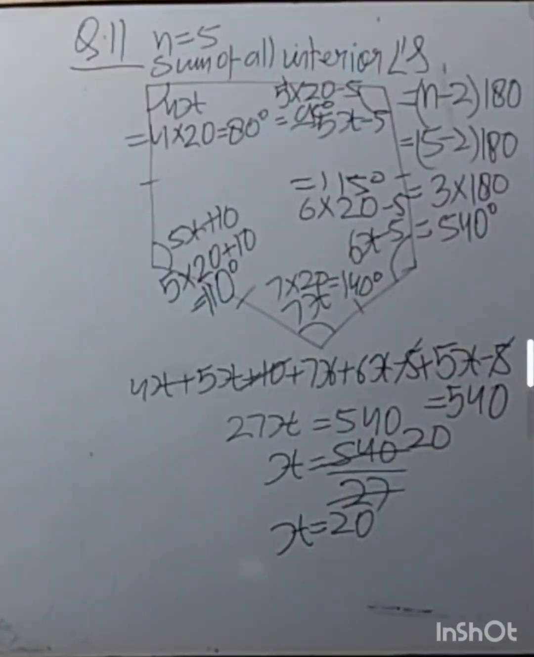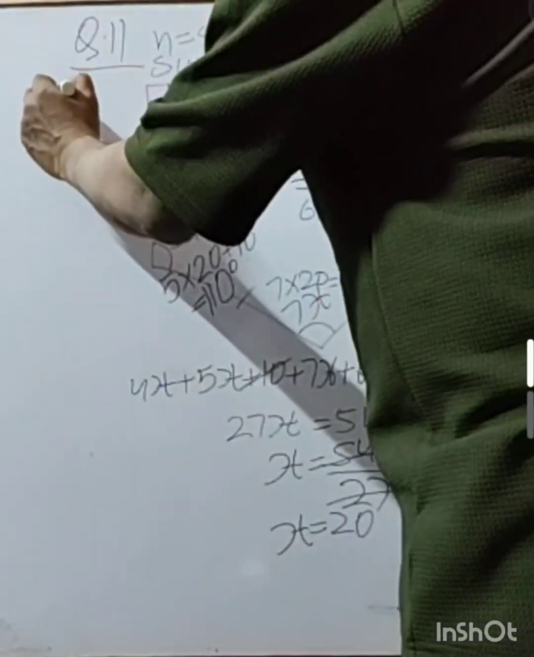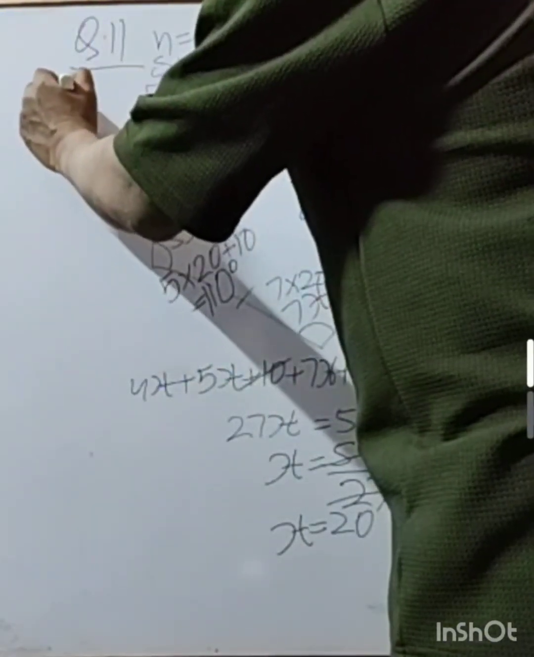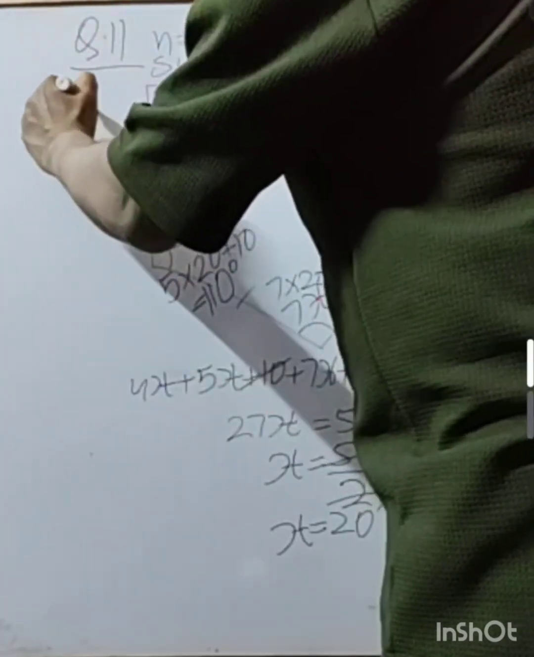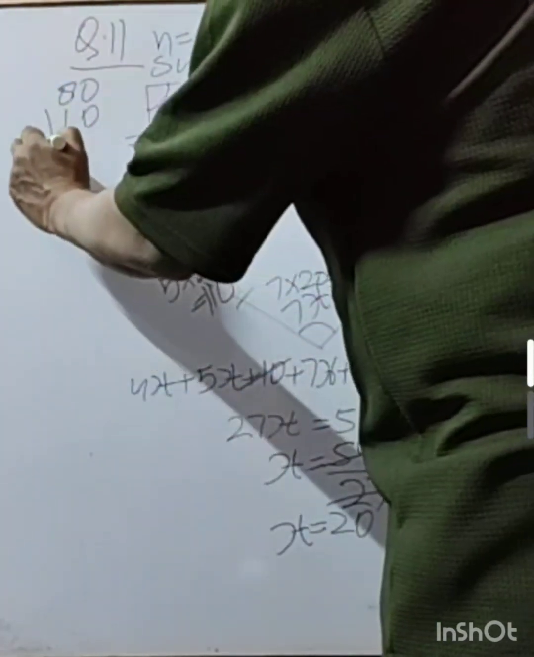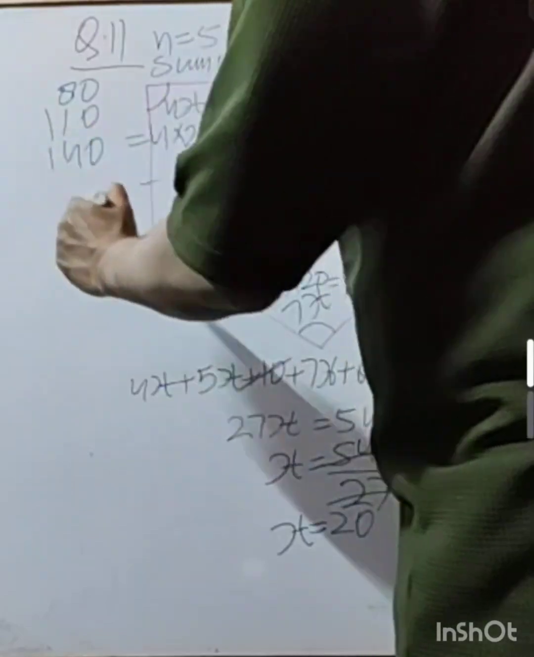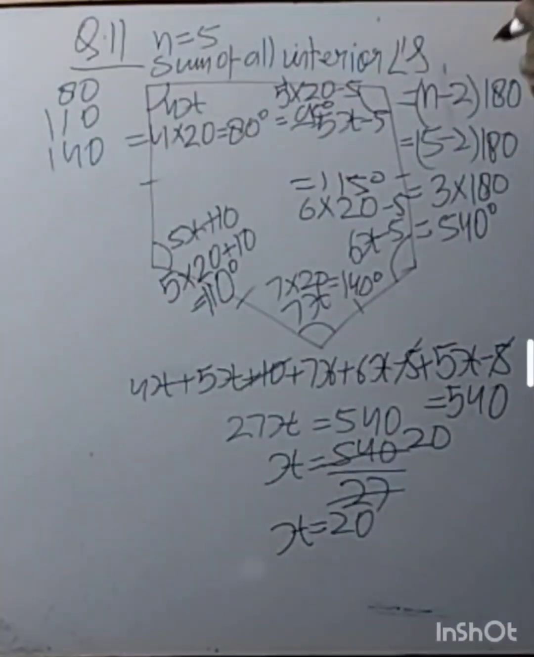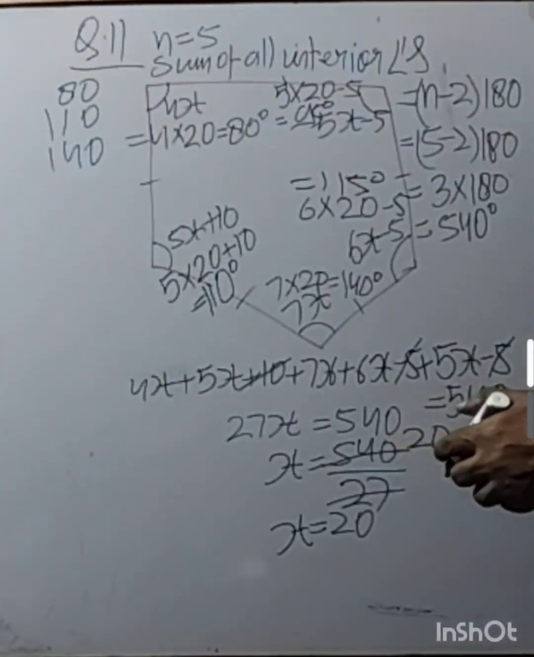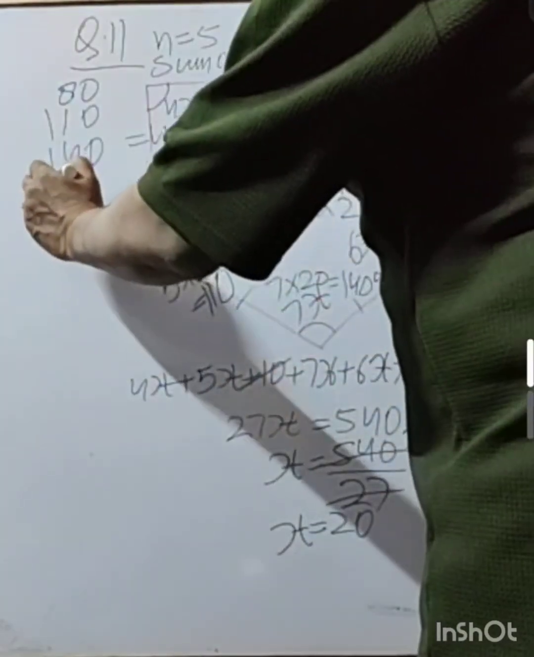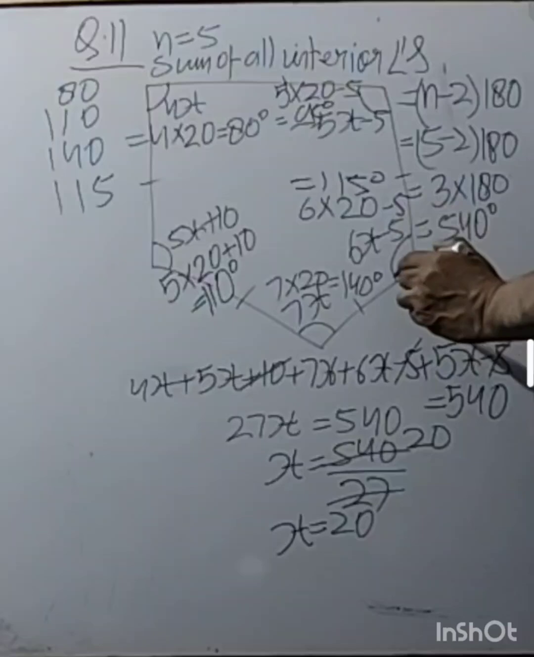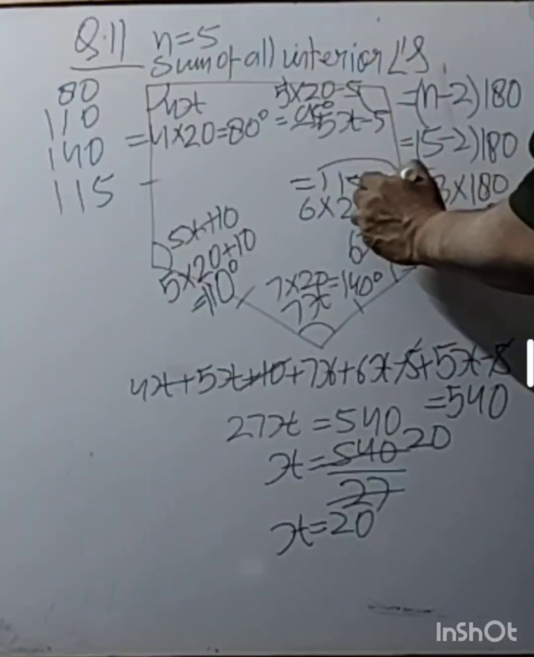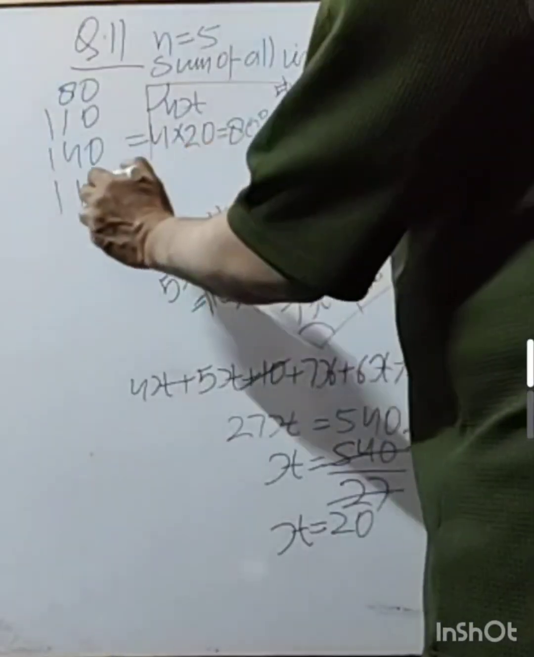You get it? Yeah. So what is the sum of all these angles? 80, 110, 140, 115, and this is 95.